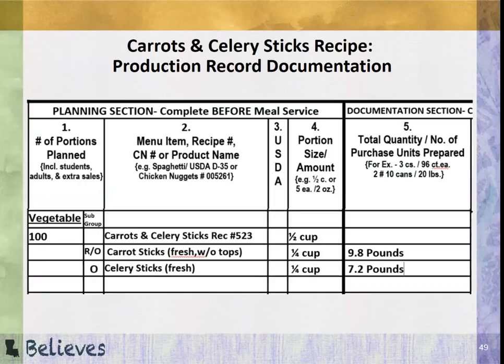After using the food buying guide, the CNP manager knows both the amount and type of carrots and celery to purchase, and knows how to document the item description, the portion size in cups, and knows to document the total quantity prepared under column 5 in pounds. The CNP manager is now confident that the 100 students will be offered a 1/2 cup creditable vegetable with 1/4 cup red orange vegetable and 1/4 cup other vegetable, crediting for vegetable subgroups for the week.